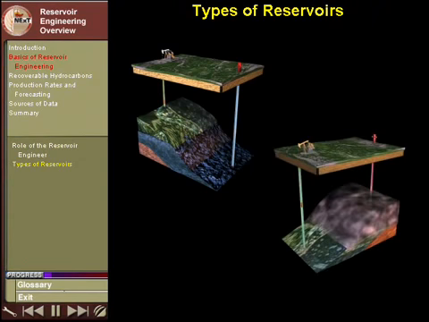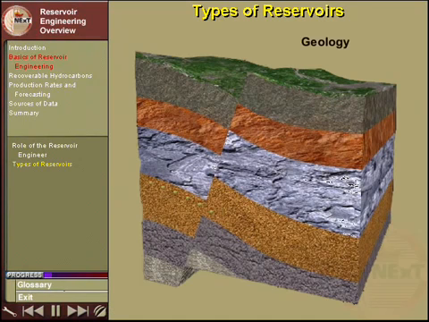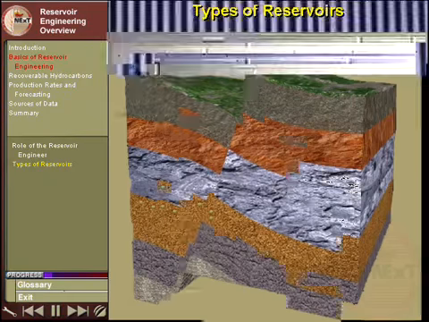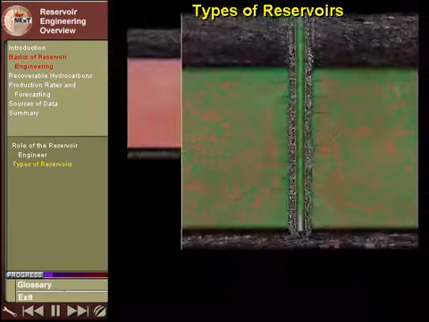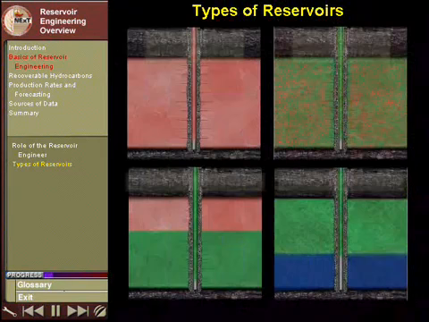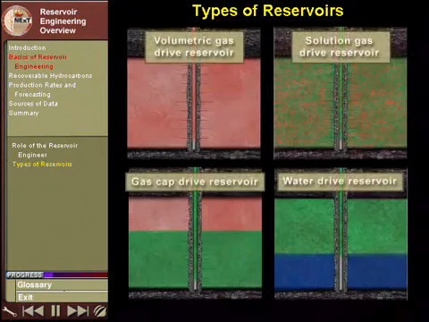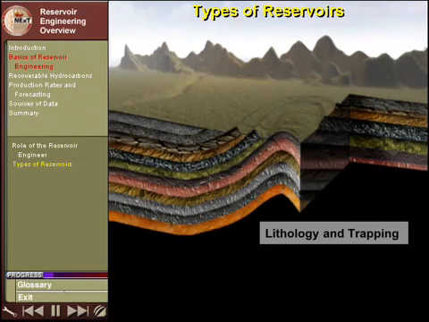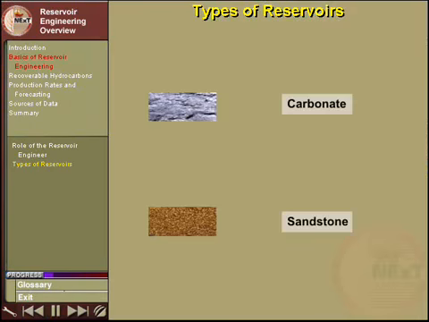There are several types of oil and gas reservoirs. These reservoirs are characterized based on geology, the type of hydrocarbon produced, and drive mechanism. The geology of the reservoir refers to the lithology of the formation and the manner in which the hydrocarbon is trapped in it. The majority of reservoirs consist of either sandstone or carbonate lithologies.